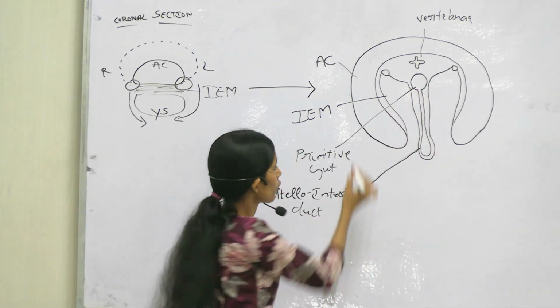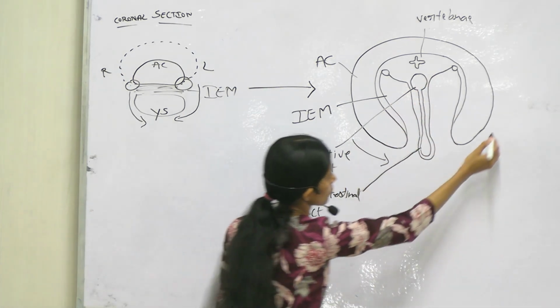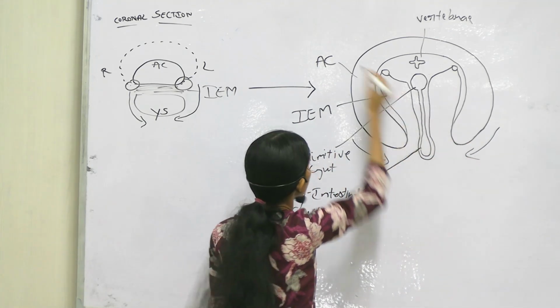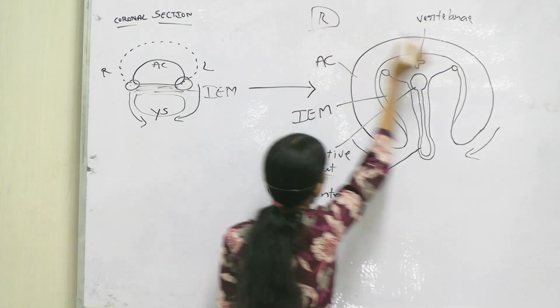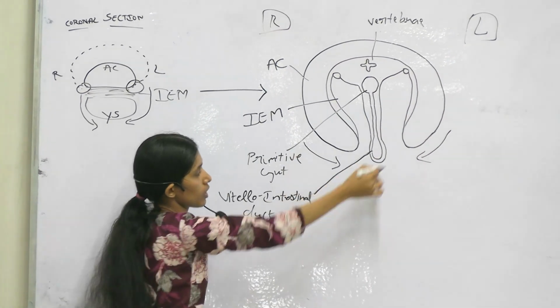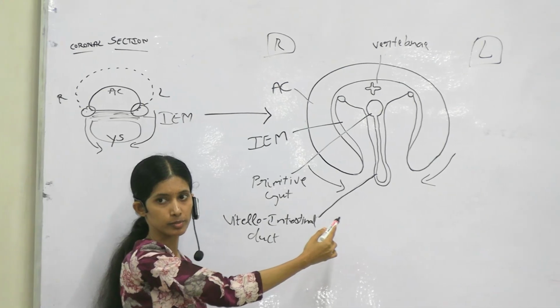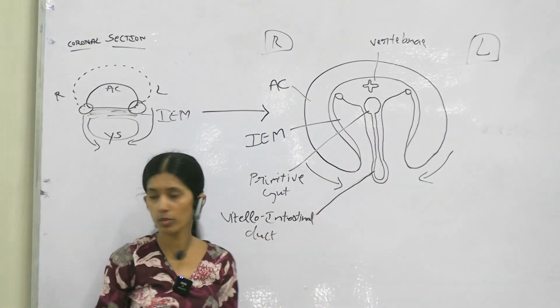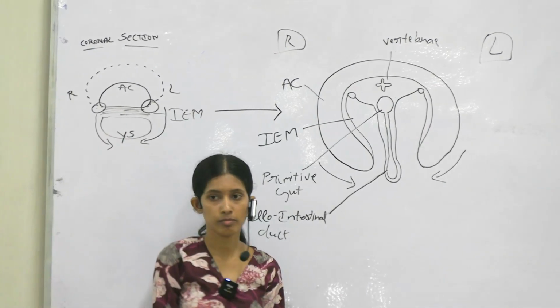Remember, I mentioned this is the intraembryonic mesoderm. So what are the folding is happening in this direction? Okay, both this right and left end. Consider this as a right side and this as a left side. Both the sides are moving towards the midpoint. Fine. So what are the structures we see in the intraembryonic mesoderm in this region?